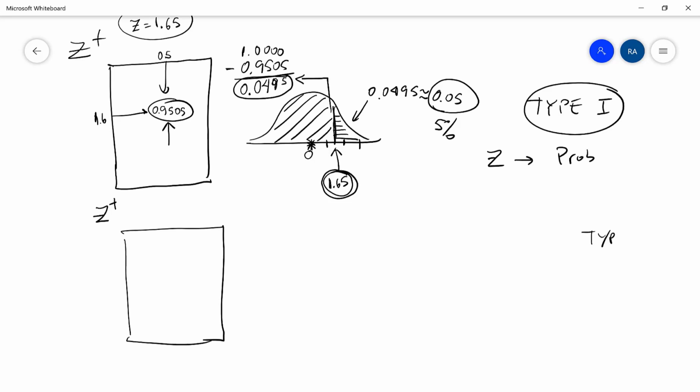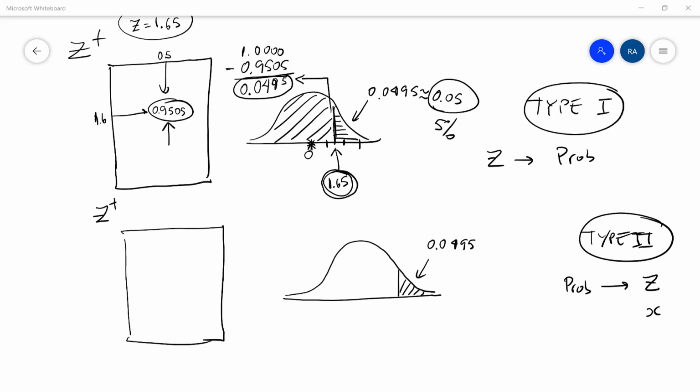Then the type 2 problem is the inverse case. Given the probability either to the right or to the left, we need to find the corresponding z-score or the value. For example, given this probability to the right, we need to find this value such that 4.95% of the values are above this number. Since this table works with probability to the left, we need to find the probability to the left of this point, subtracting this area from 1, that is equal to 0.9505.